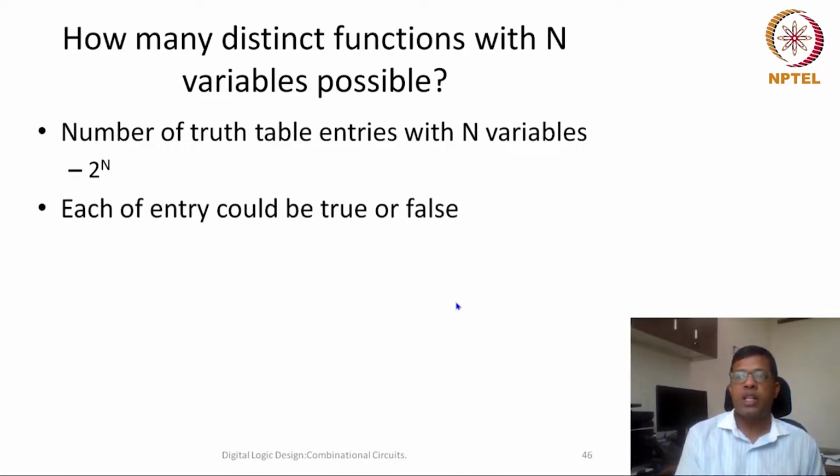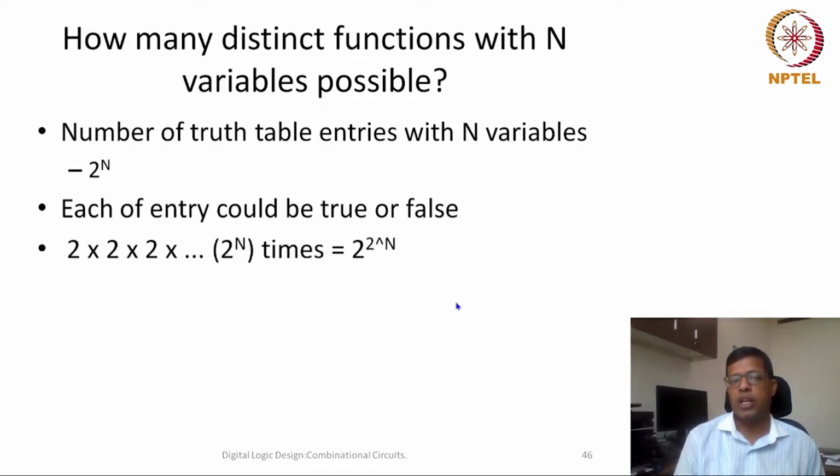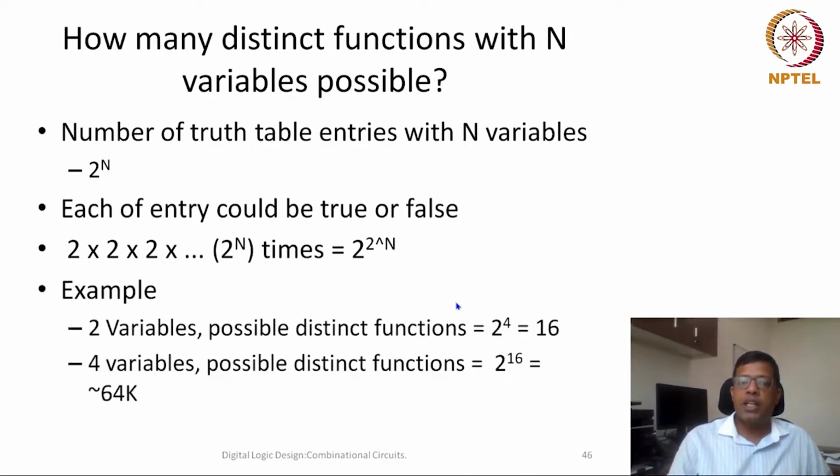In that way, the total number of possibilities would be 2 into 2 into 2 up to 2 to the power n times. So essentially the total number of such possibilities would be 2 to the power 2 to the power n. How big is that number? Let's say if the number of variables is 2, the distinct possibilities are 2 to the power 4, only 16.